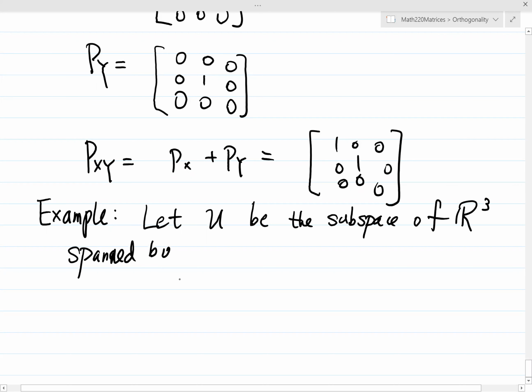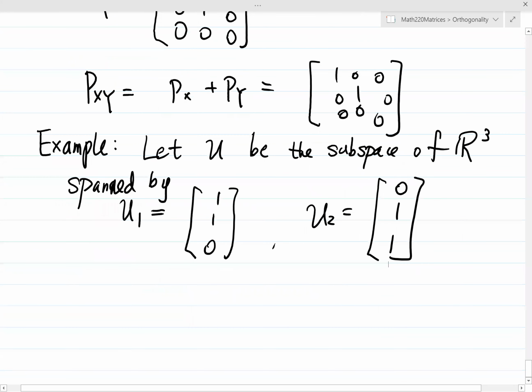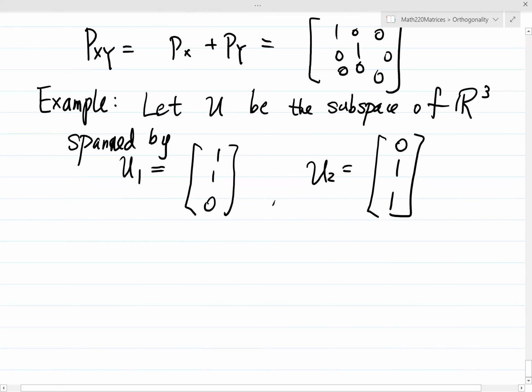U1, which is (1, 1, 0), and U2, which is (0, 1, 1). Now you can check the two vectors are not orthogonal by taking the dot product. Okay, so they are not orthogonal, so we cannot directly apply the projection onto its basis vector. We need to generate an orthogonal vector with the other.